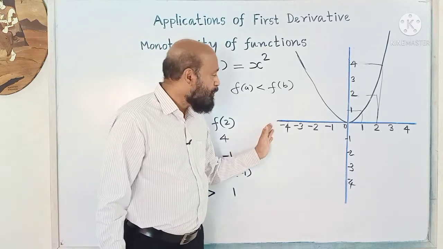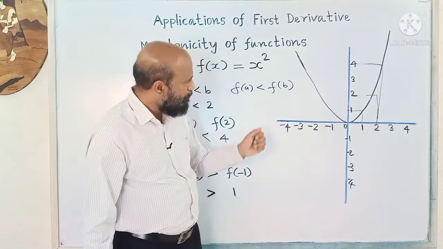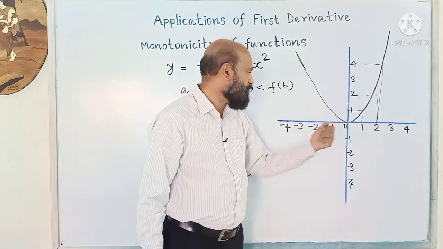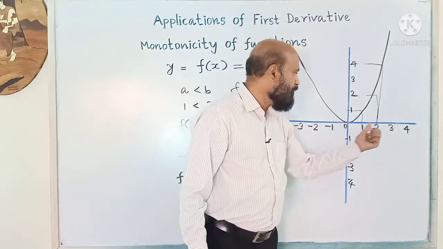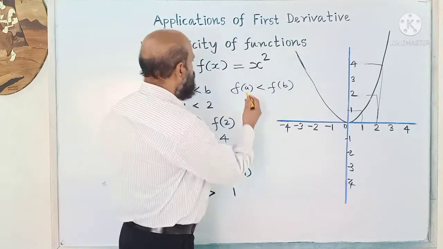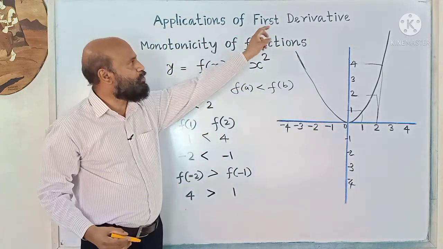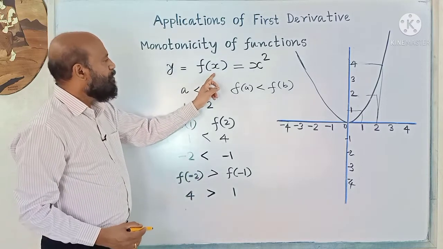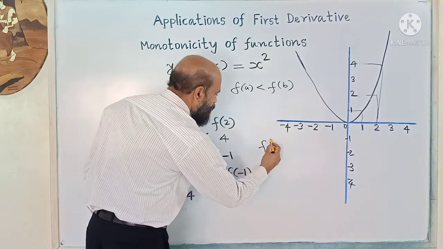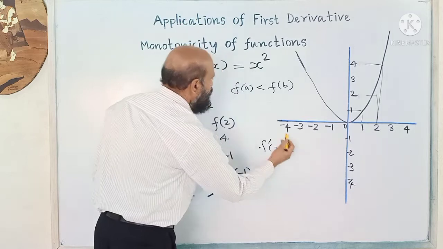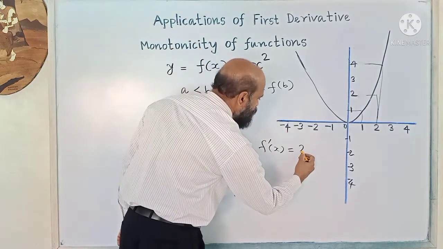From minus infinity to 0, function is decreasing. 0 to infinity it is increasing. Now let us see the first derivative. So this is one of the applications of first derivative. You find out the first derivative, f dash x. Derivative of x square is 2x.